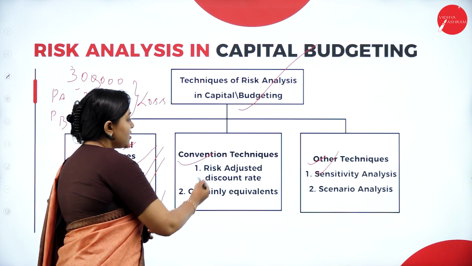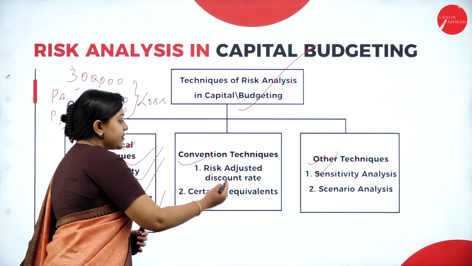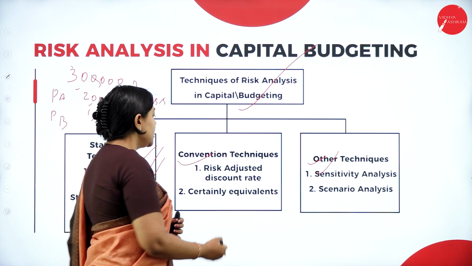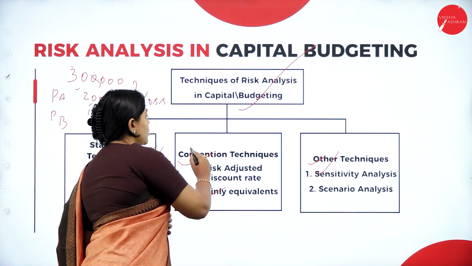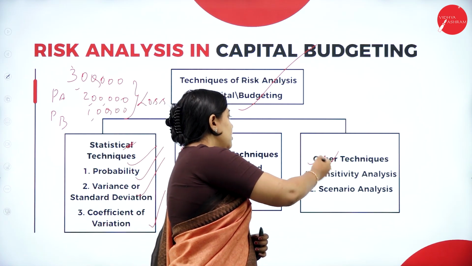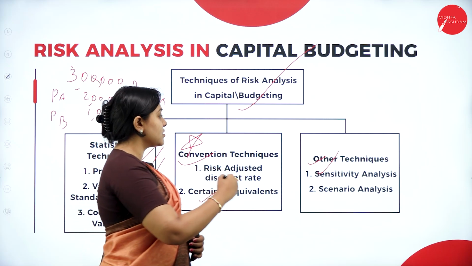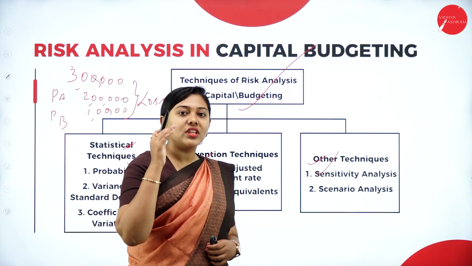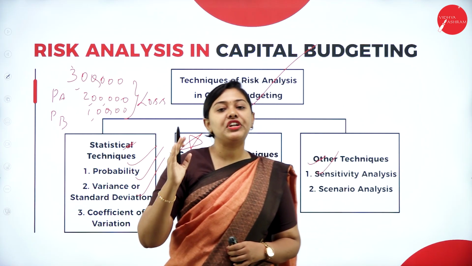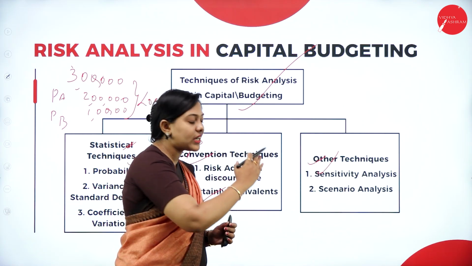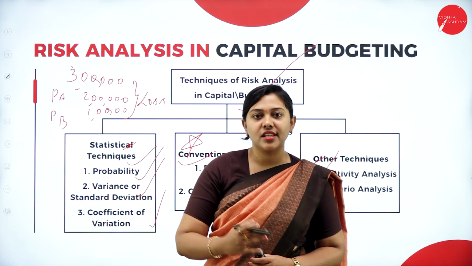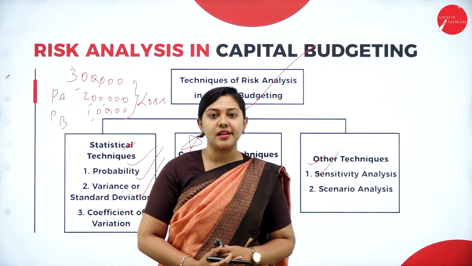Moving forward, the second technique is risk adjusted discount rate. In that we have another technique, that is the certainty equivalent approach. This is also very important for your examination. The theory part is sensitivity analysis and scenario analysis. There is also a problem, but for your syllabus they have limited it to the theory part itself. Let us understand the theory part of sensitivity analysis and scenario analysis in our upcoming sessions.